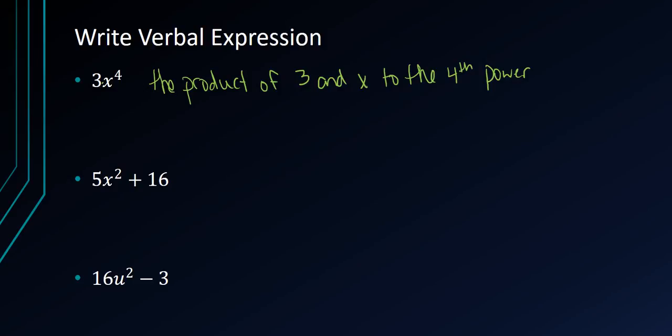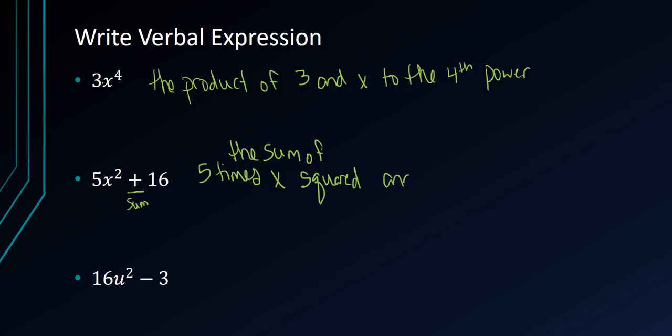So this next one, the big thing here is the plus. So I'm going to use the word sum, since we don't use that a lot, to represent plus. So I'm going to say 5 times x, let's use squared to represent the exponent of 2. You could also say to the 2nd power. So I said I was going to use sum, so I'm going to say the sum of 5 times x squared and 16. So I'm doing the sum of 5 times x squared and 16.